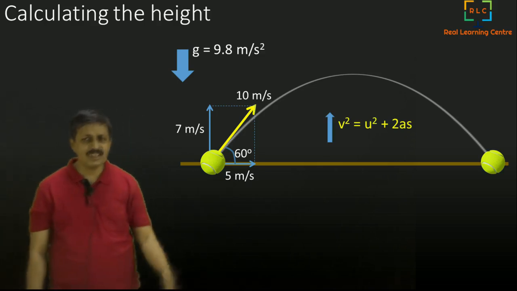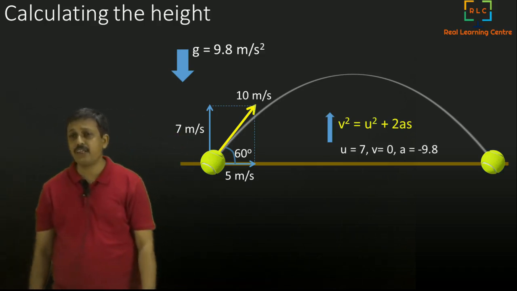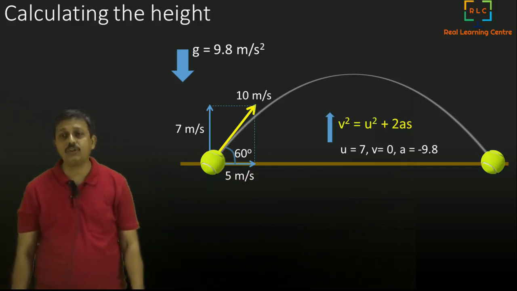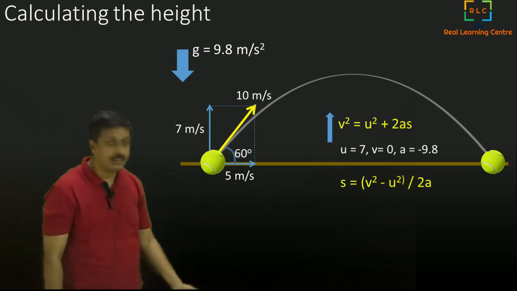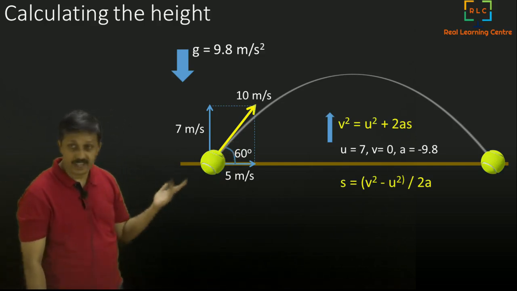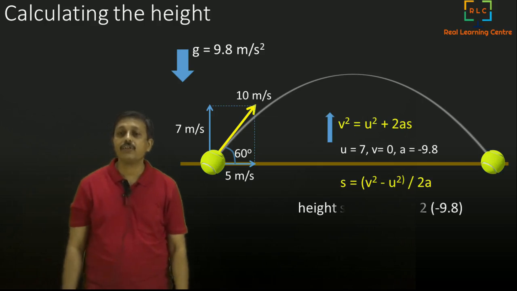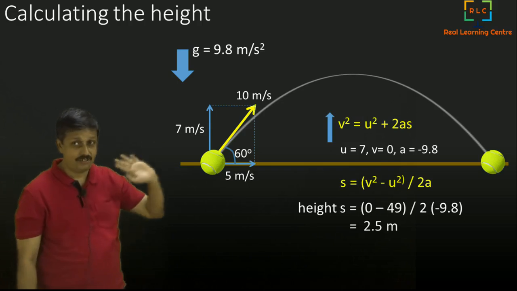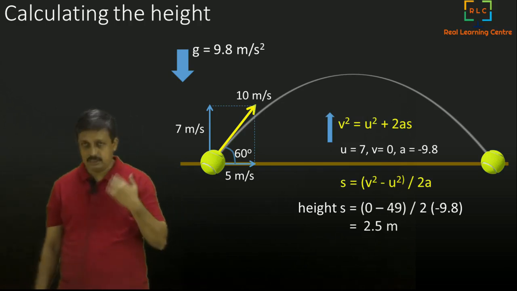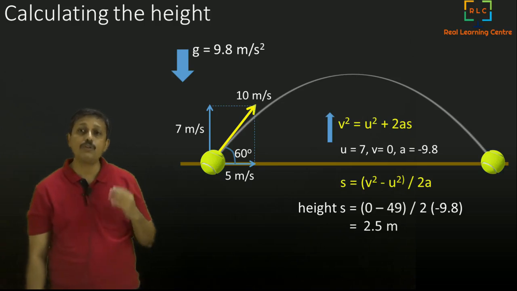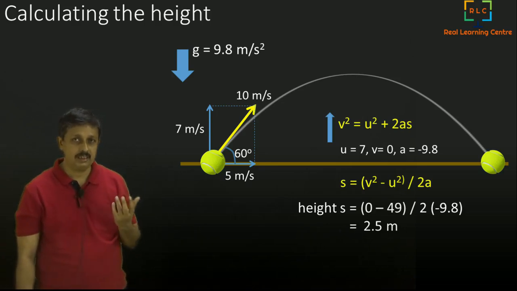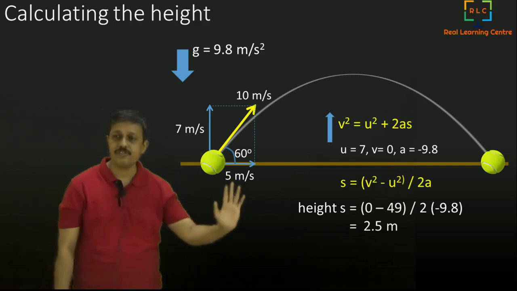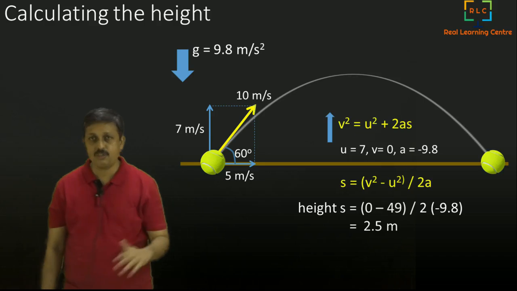So now how do we do that? We just substitute. u is 7, v is 0, a is minus 9.8. So we can easily calculate s is equal to v square minus u square by 2a. Once you calculate, you get the height to be about 2.5 meters. That is how you can calculate the height it has reached. So we have an understanding of how to solve the two-dimensional problem by treating the two dimensions independently.